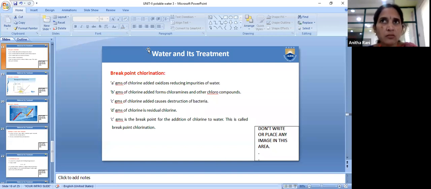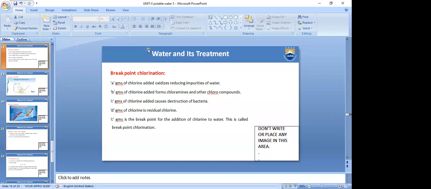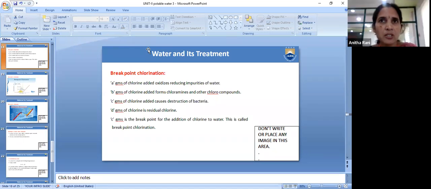Three points are there. What is the first point? At home, what do we do? Boiling. We will boil the water to kill the bacteria present in water.